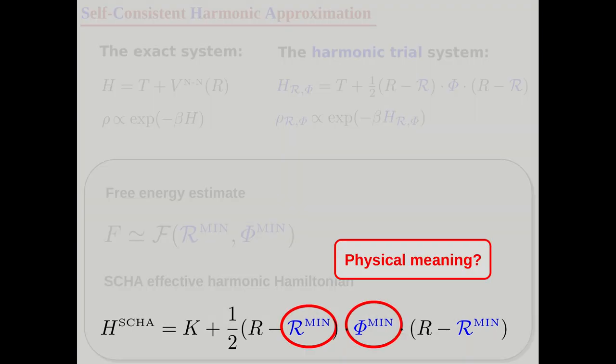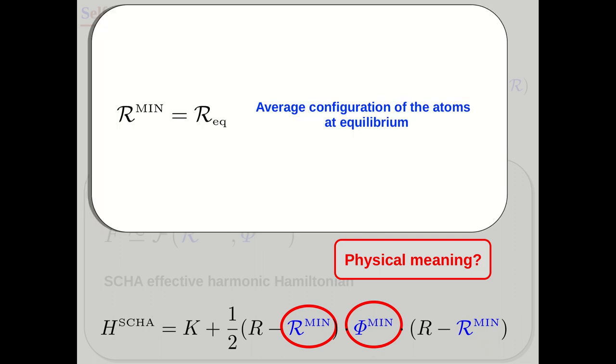But now we have two main questions. What is the physical meaning of these two free parameters, calligraphic R at the minimum and phi at the minimum? For the first parameter, calligraphic R minimum, the interpretation is quite simple. This essentially is the average configuration of the atoms at equilibrium.